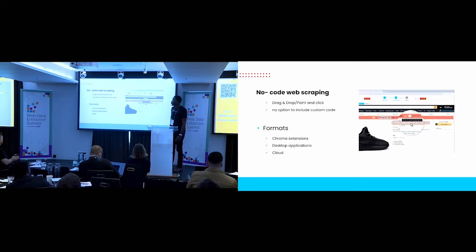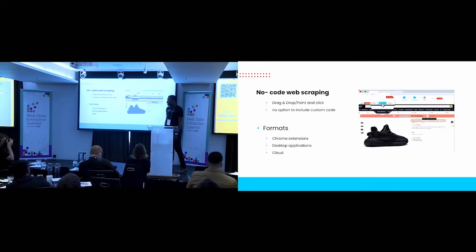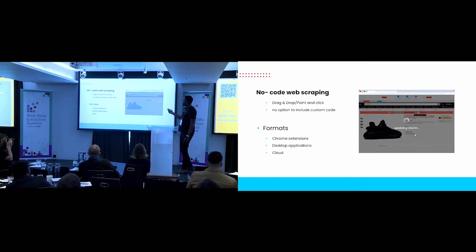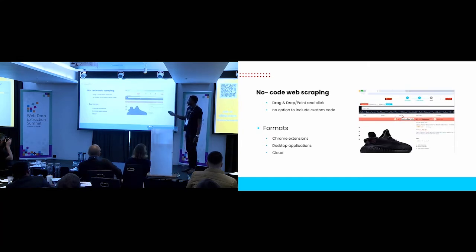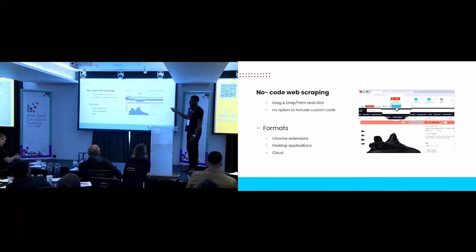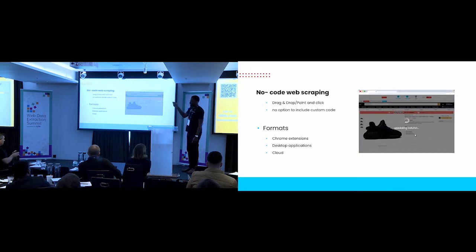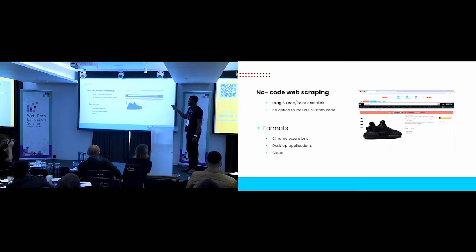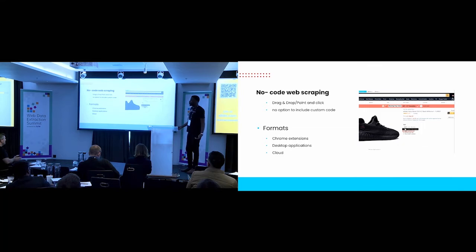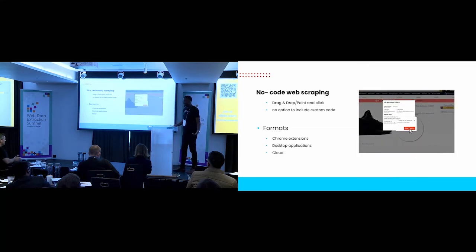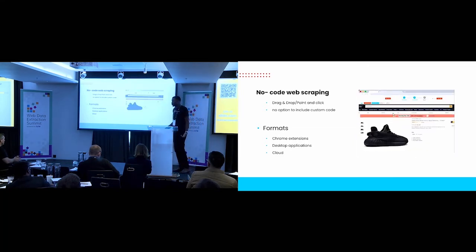So this is what a no-code web scraping tool would look like. You'd usually have a very nice interface, drag and drop, point and click, and you'll be able to visually pick the elements you want from a web page. They'll typically have no option to write any code or custom code. And they come usually as Chrome extensions, desktop applications, or SaaS tools.